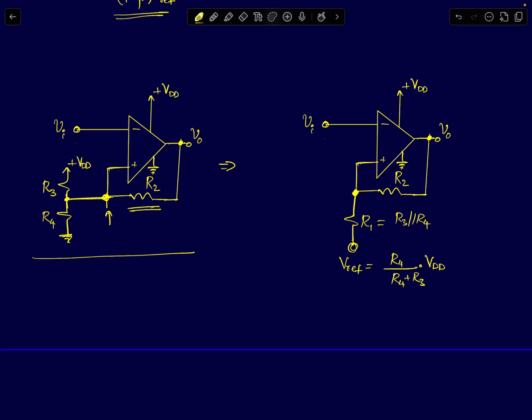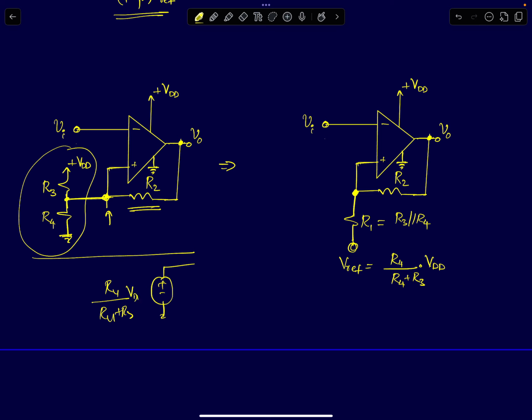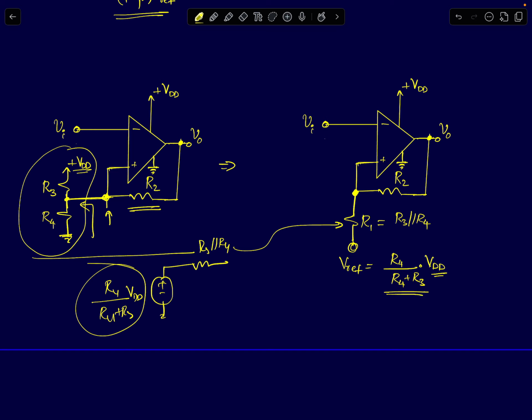So what can we do? Immediately we can just represent this by a Thevenin equivalent. The Thevenin equivalent for that will be a voltage source of value R4 by R4 plus R3 times VDD. And the Thevenin resistance will be, if you short circuit this and find the resistance here, R3 parallel R4. I'm simply calling R3 parallel R4 as R1, and the potential divider's output, which is R4 upon R4 plus R3 times VDD, as VREF.